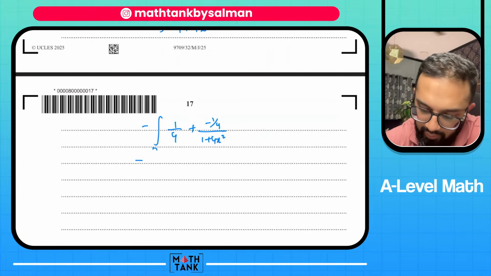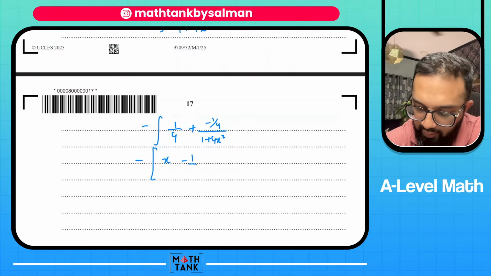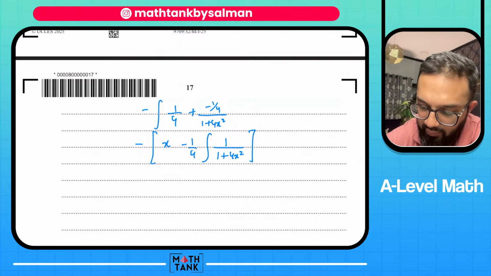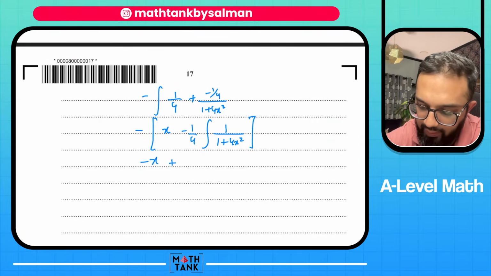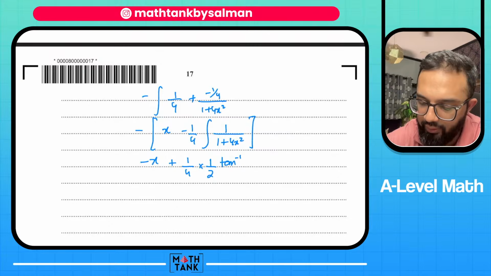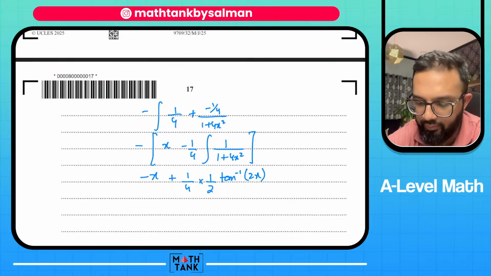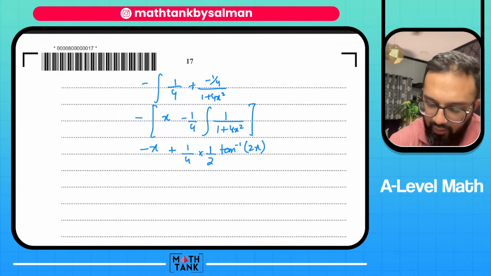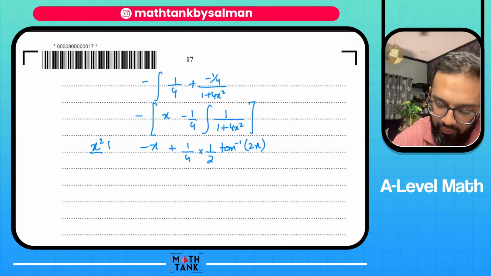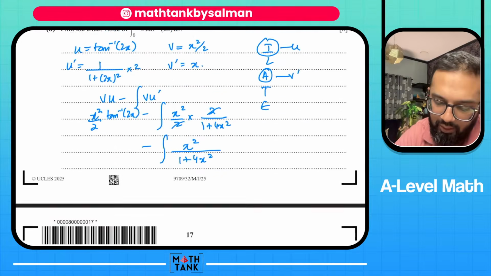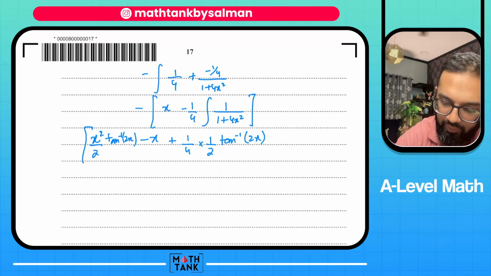So that is x, and that one is again tan inverse. We get minus x plus 1 over 4, and with tan inverse I'm going to say it's half tan inverse of 2x. That's also very visible from the earlier working, and I had x squared over 2 tan inverse of 2x. Okay, what are my limits? My limits are 0.5 and 0. I need to remember to put it in radians.